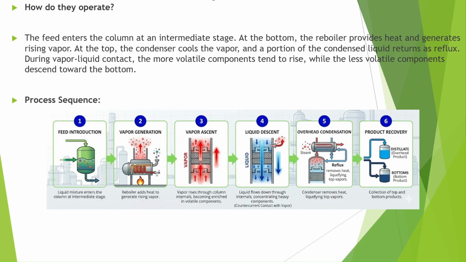How do they operate? The feed enters the column and is in an equilibrium state. At the bottom, the reboiler heats it and generates vapor. This vapor rises through the column. After that, the condenser cools the vapor, and part of the condensed liquid returns to the column as reflux. This vapor-liquid contact allows the separation of the mixture.